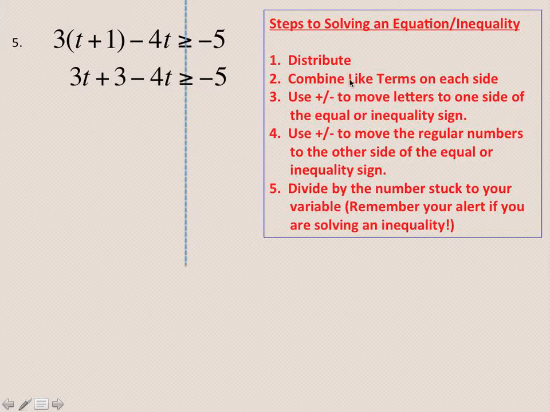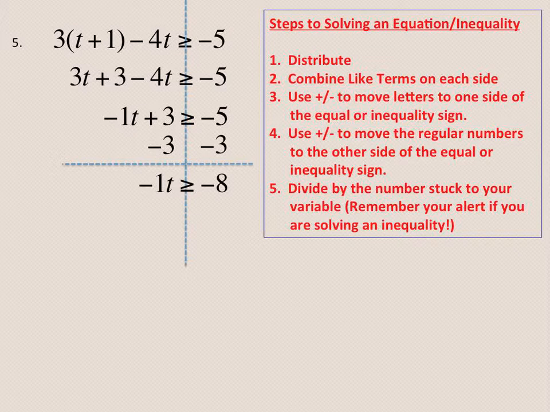Next step. Combine your like terms on each side. So I got some t's and I got some more t's on the left side. So put those together. Positive 3t minus 4t. 3 minus 4 is negative 1t. Plus 3 is greater than or equal to negative 5. All right, so now I got t's on the left. I also have a 3 on the left. So I got to get rid of this positive 3. So subtract 3 from both sides. Negative 1t is greater than or equal to negative 8.